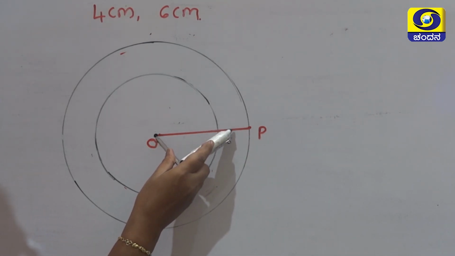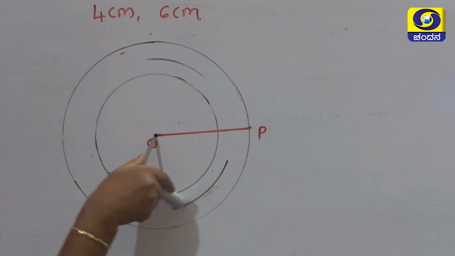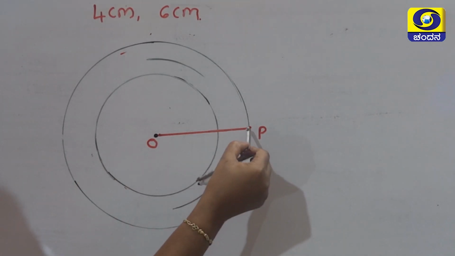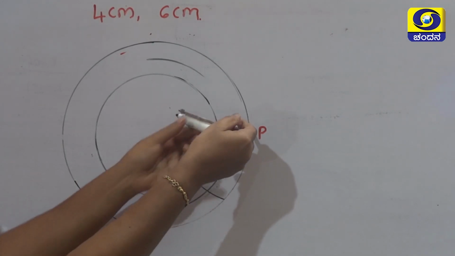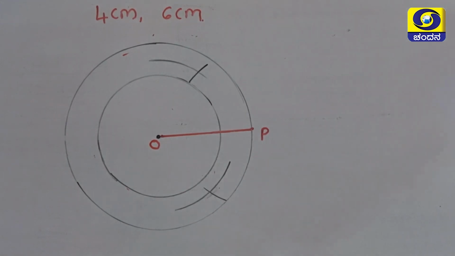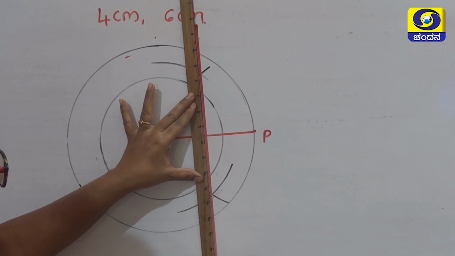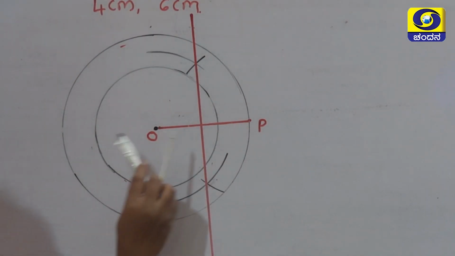For this, take 3/4 of this distance and make arcs on the upper side and lower side of the line segment. Similarly, keeping the needle at P, make 2 more arcs on the upper side and lower side of the line segment. Now join these 2 points of intersection of arcs. We have got the midpoint.